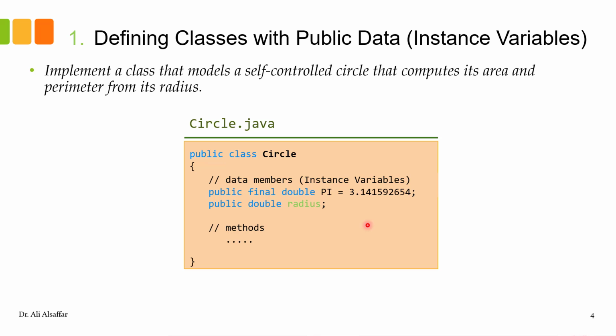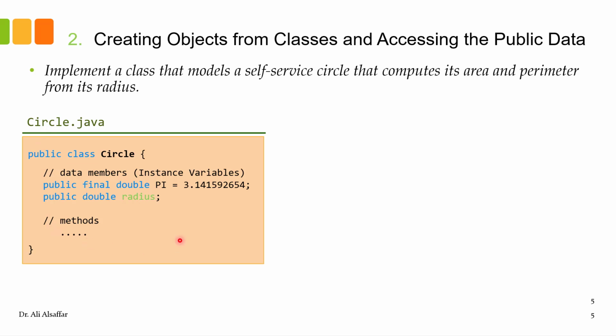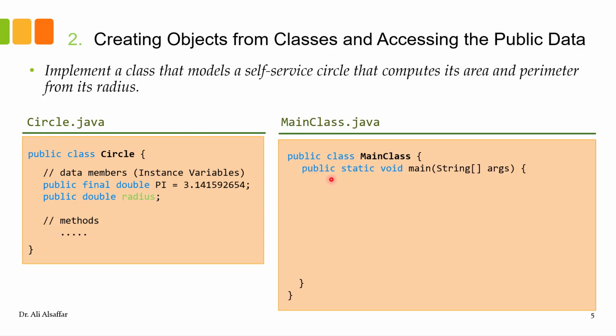After defining the class, now we need to create an object from this class. So we will have another class for our main program, and from there we will create an object from this class. So this is the definition for our circle class, and now this is another file which is another class. We call it main class, and it has the main method inside it.